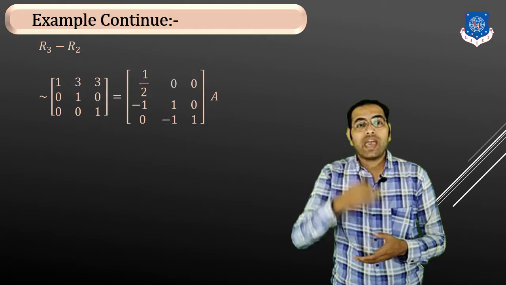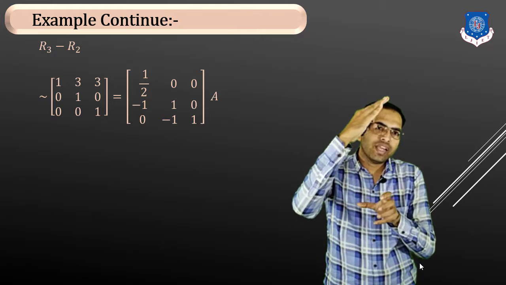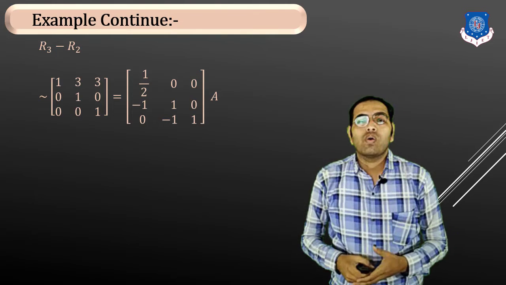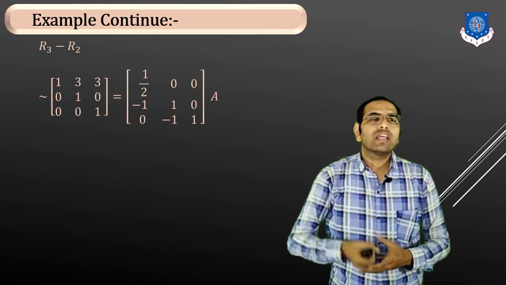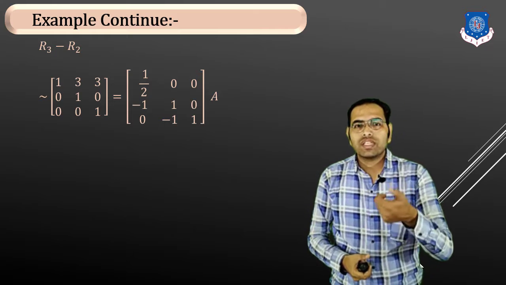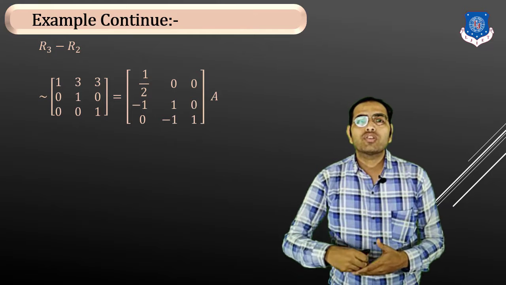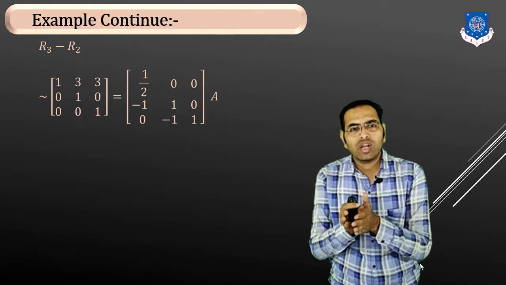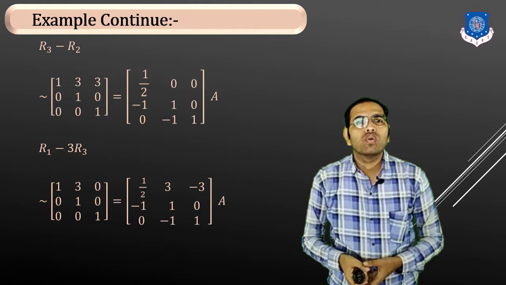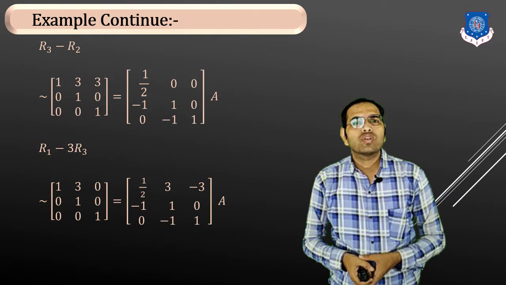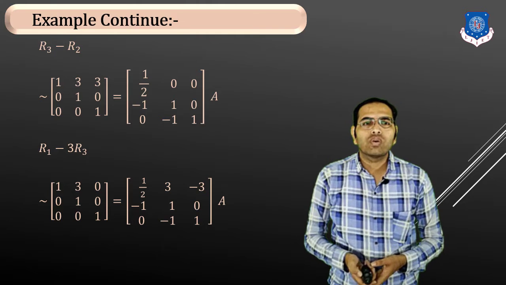Now the diagonal elements are 1, and the entries below the leading ones are 0. This matrix is our row echelon form. Now for making the reduced row echelon form, applying on the last column, R1 minus 3R3, that will give you [1 3 0; 0 1 0; 0 0 1] equal to [1/2 3 -3; -1 1 0; 0 -1 1] into A.